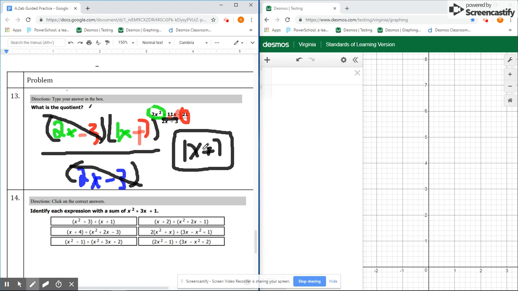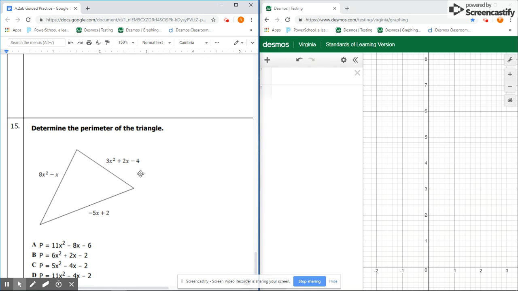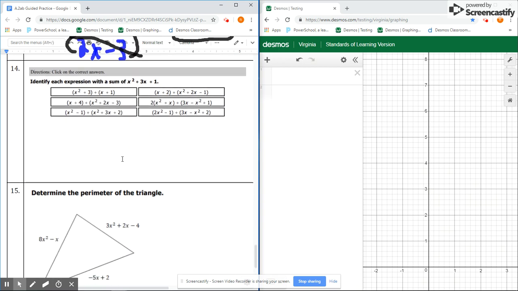So again, like we said, that's going to be hard to check on Desmos here. So you're just going to have to remember that when it asks for the quotient, you need to factor the numerator and then see if you can find something to cross out with the denominator. Okay? All right. Let's see. 14 and 15. I'm going to briefly explain how you could do 14 and 15, then I'm going to let you try it on your own.